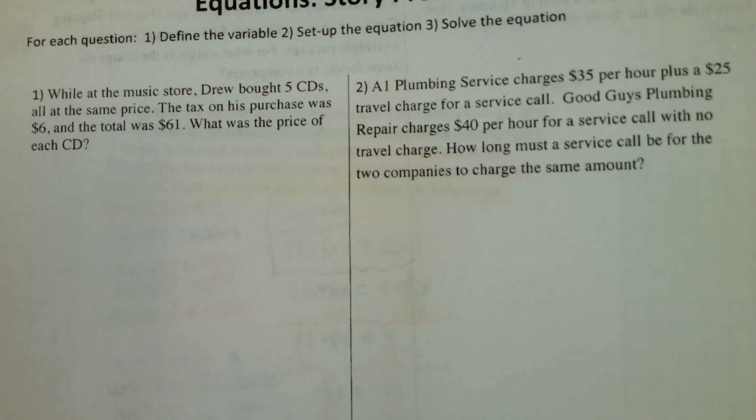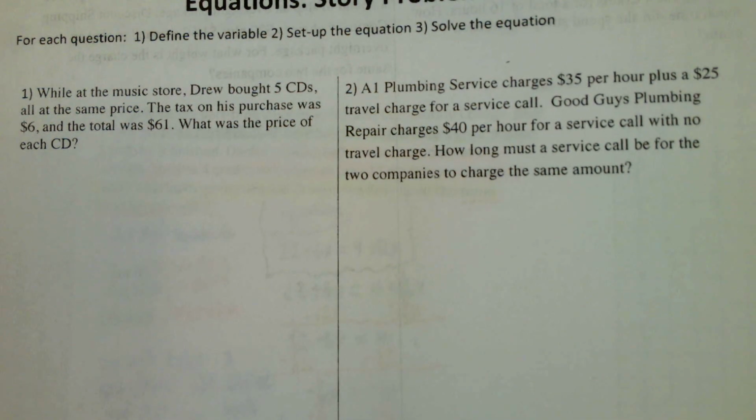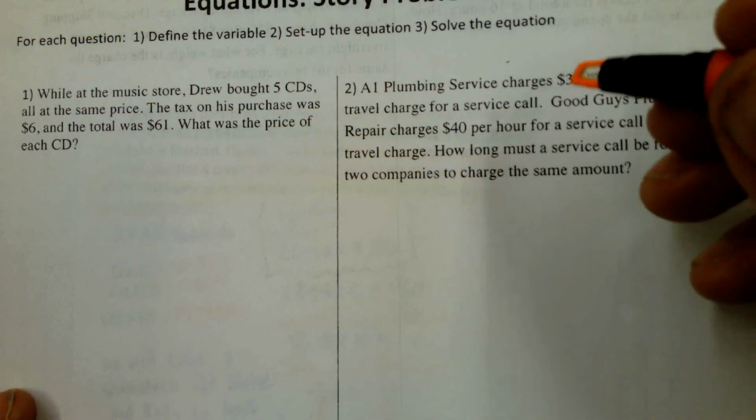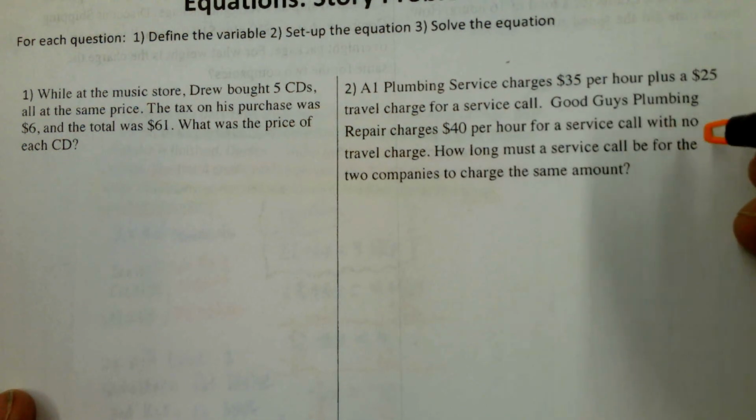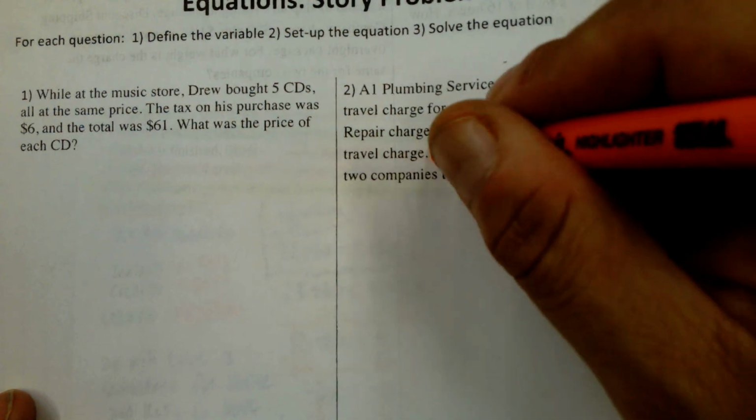Okay. Let's set up number 2 together, though. A1 Plumbing charges $35 per hour plus a $25 travel charge for a service call. Good Guy Plumbing charges $40 per hour for a service call with no travel charge. Okay, so we want to know how long must the service call be for the companies to charge the same amount?